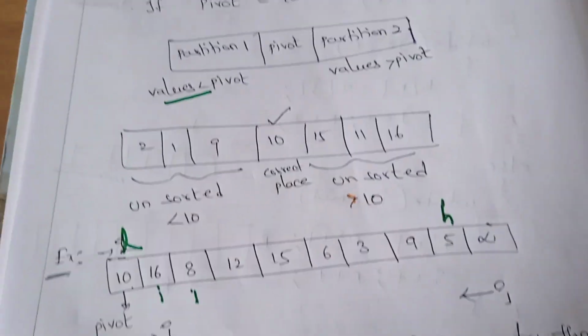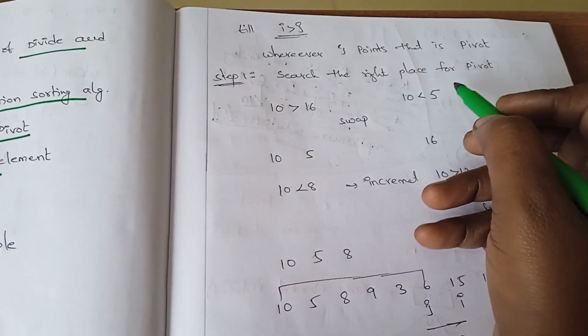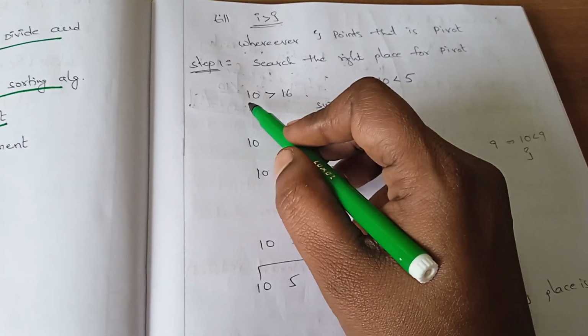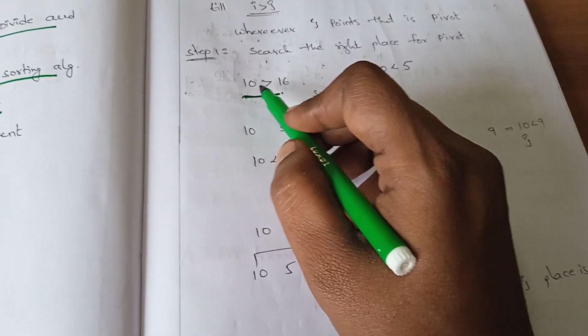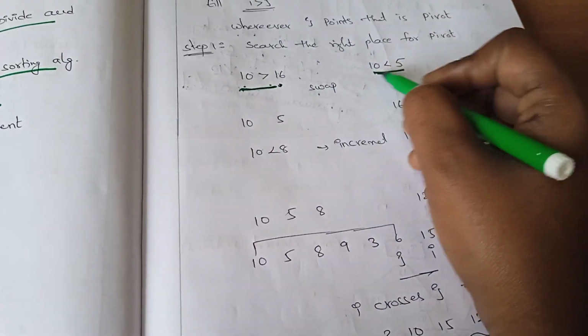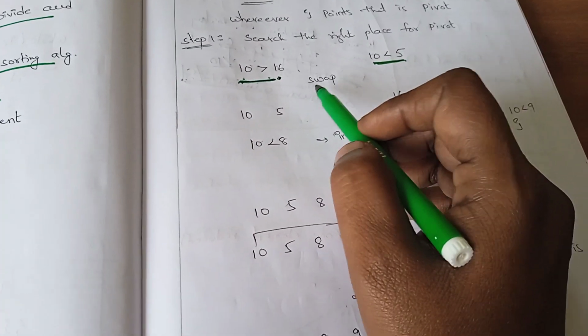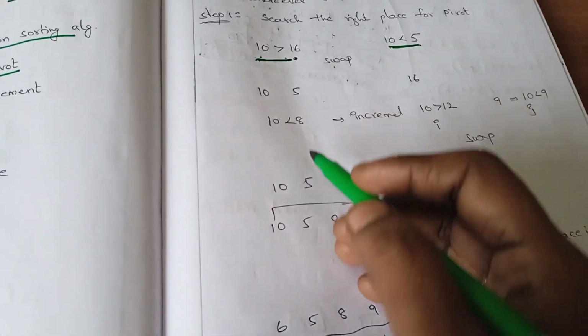So now here we will go something like this. You can see here, we'll search for the right place for the pivot element. The first comparison: 10 is less than 16, that is the second element. 10 is greater than 5, that is on the j index side. So now what we'll do is swap the elements.